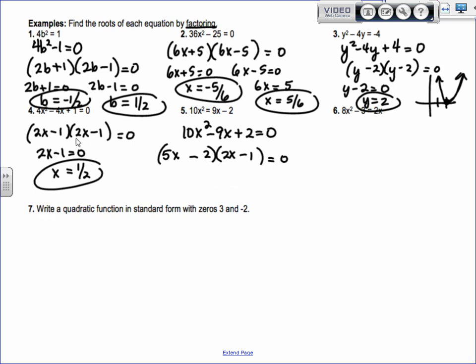So set each one equal to 0. So I have 5x minus 2 equals 0. I have 2x minus 1 equals 0. So I add the 2 over and divide by 5, 2/5. Add the 1 over, so I have 2x equals 1. And divide by 2, so x equals 1/2.